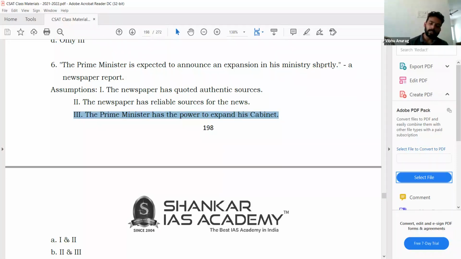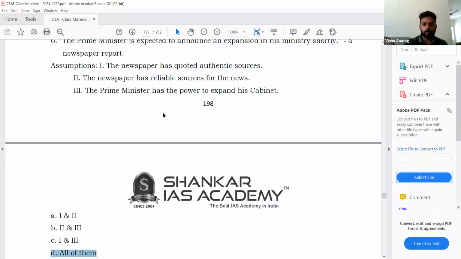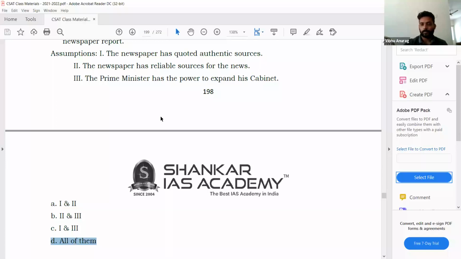So 1, 2 and 3 all are valid. Okay. D, all of them are valid. Is everybody clear with this? All of them are valid.